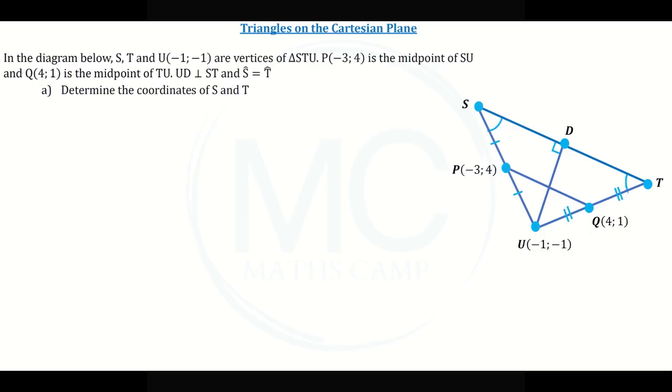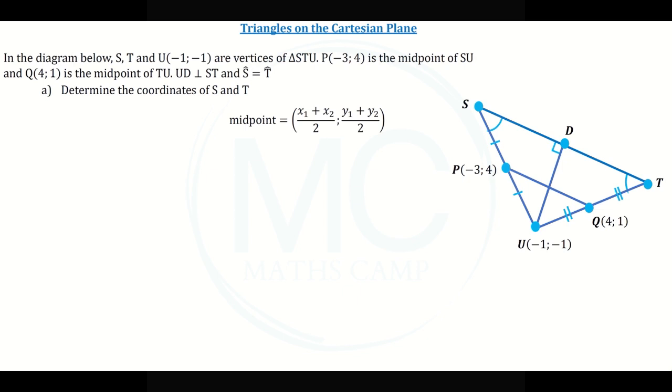Let's start with part A, determine the coordinates of S and T. Now, from the question and the diagram, we can see that P is the midpoint of SU and Q is the midpoint of TU. And we can use the midpoint formula to find the values of S and T.